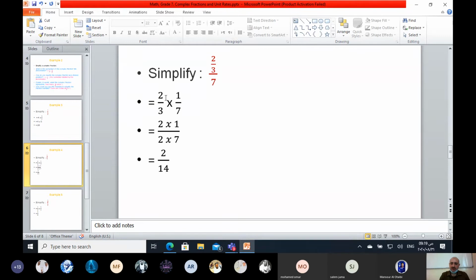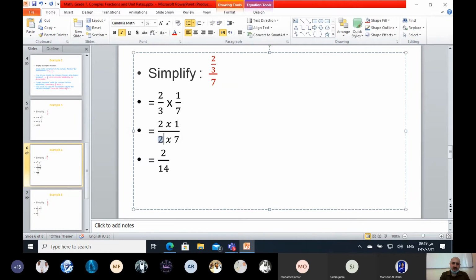How to multiply two fractions? Multiply numerator by numerator and denominator by denominator. So 2 multiplied by 1, and 3 multiplied by 7. So 2 multiplied by 1 is 2, and 3 multiplied by 7 is 21. It will be 2 over 21.